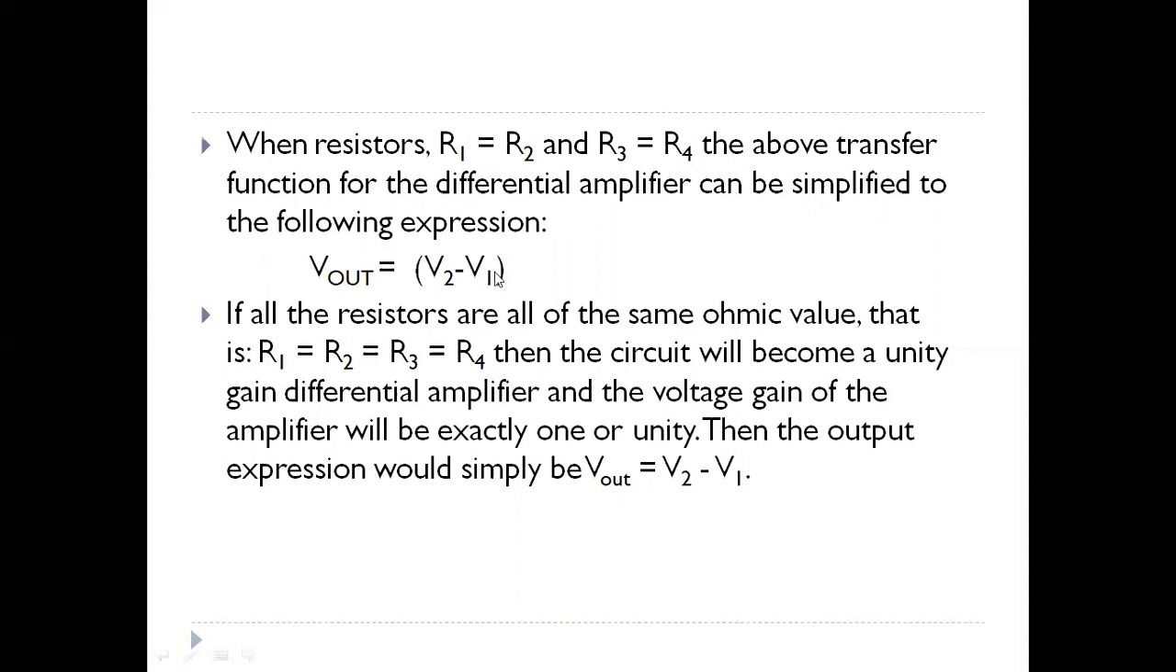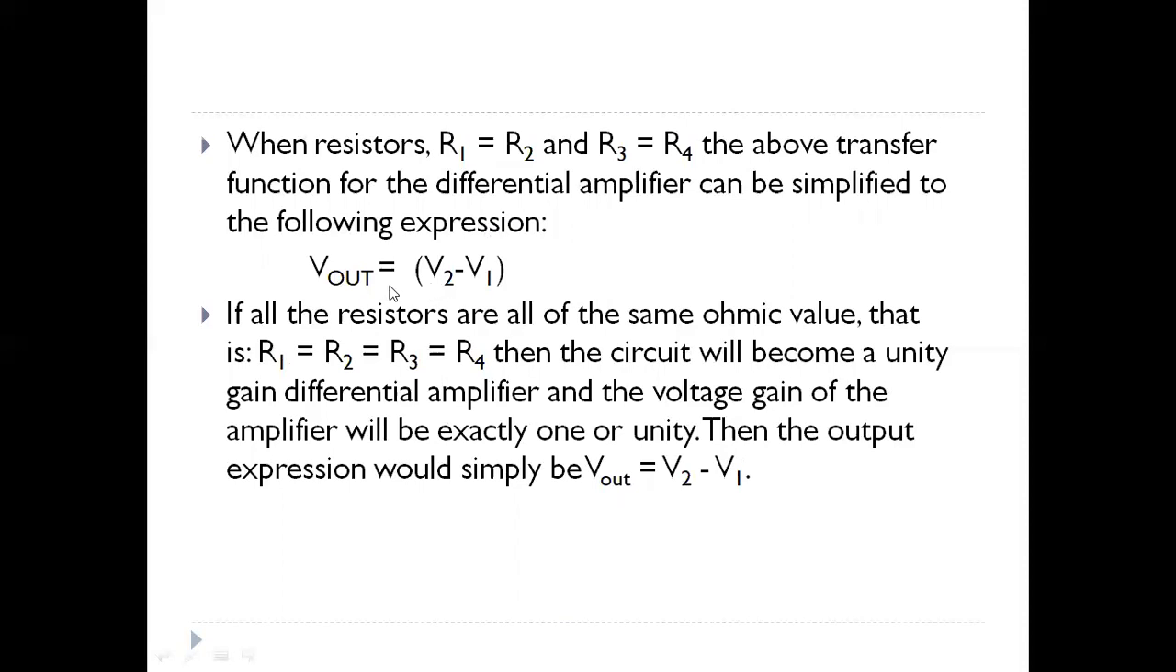If you simplify this equation, we can get the final equation: output voltage V out is equal to V2 minus V1. From this equation we can also say that if you take all the resistances equal, that is R1 equal to R2 equal to R3 equal to R4, we get V out equal to V2 minus V1.